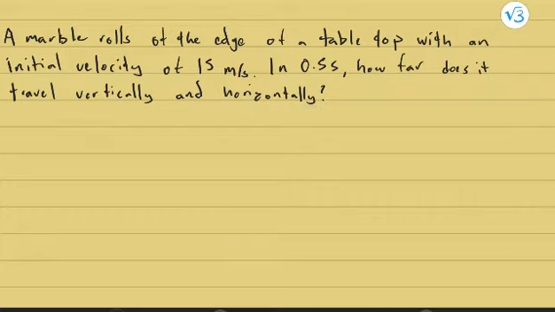A marble rolls off the edge of a tabletop with an initial velocity of 15 meters per second. In 0.5 seconds, how far does it travel vertically and horizontally?